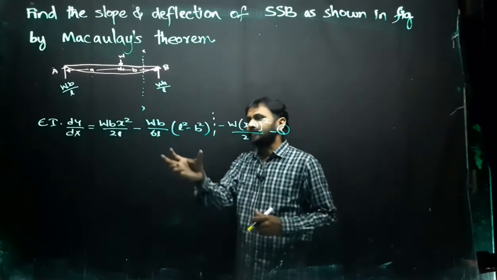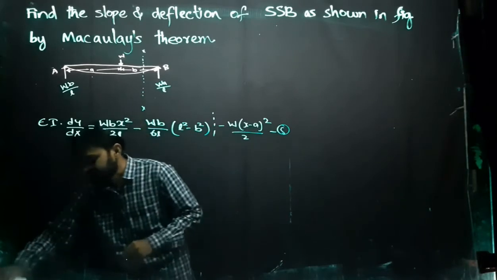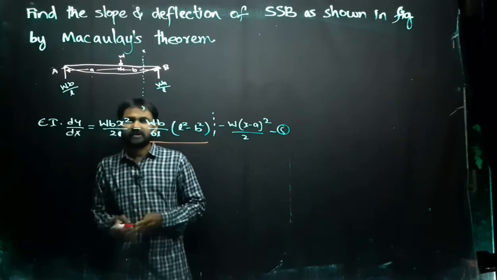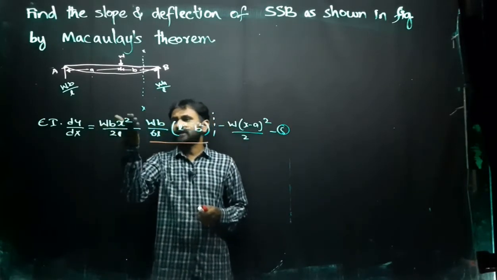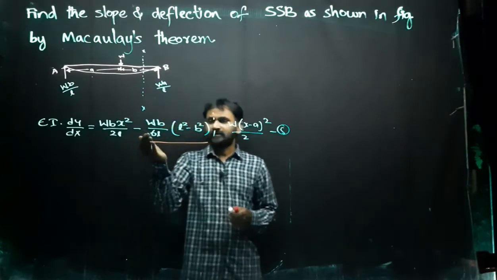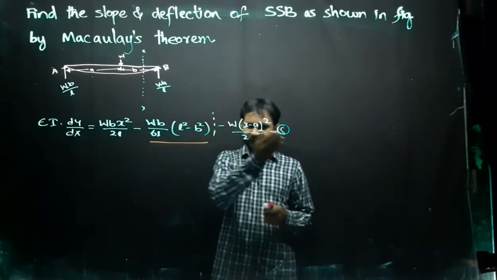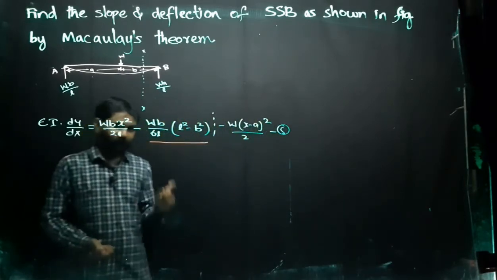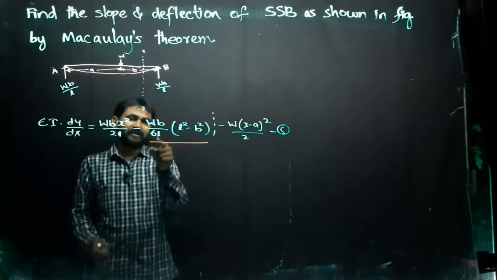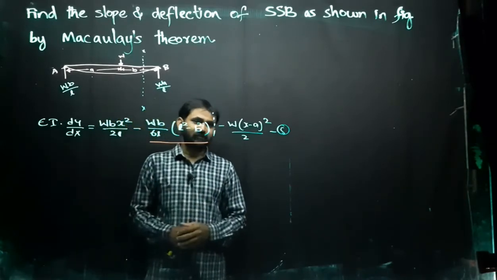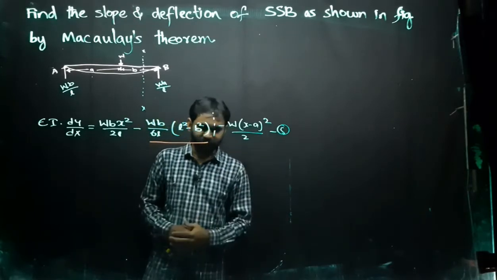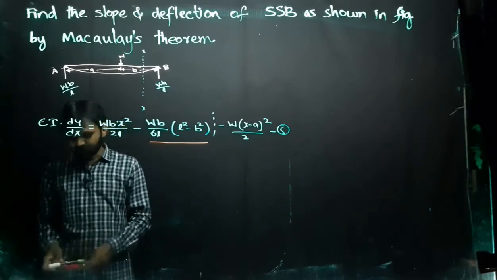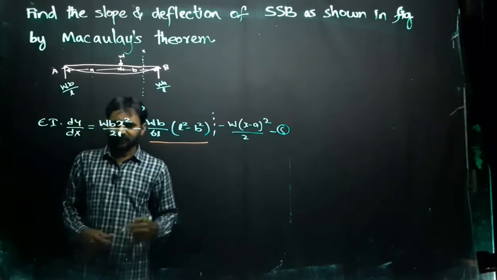So I have substituted the value of C1. This is my C1 value. Generally what is my equation? EI dy by dx equals WBx square by 2L plus C1. In that C1 I have substituted the value I got, so minus WB by L into L square minus B square. So I got one more equation, the previous being equation number 4. Now this is my equation number 5, and I want to find the slope at A.